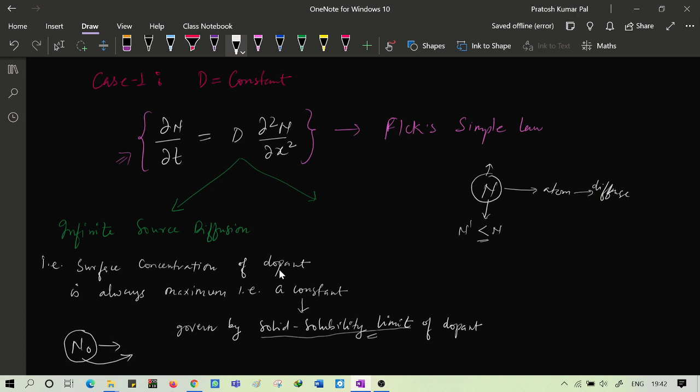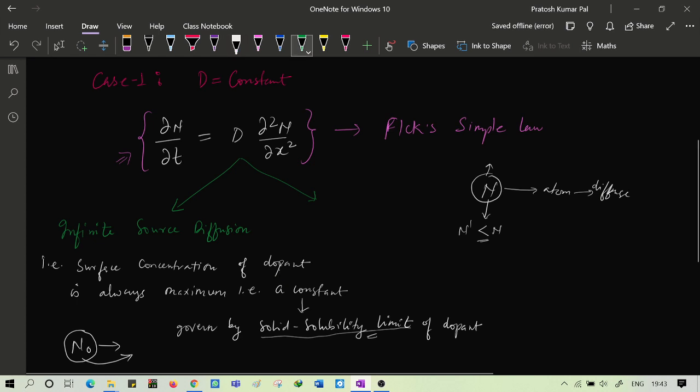Here the diffusion constant is a constant that does not depend on the concentration or any other parameter, like the depth of diffusion. It is not varying with respect to delta N or delta x, and also not with respect to the concentration. Then it can have an infinite source. So we will see what the effect of the infinite source is.